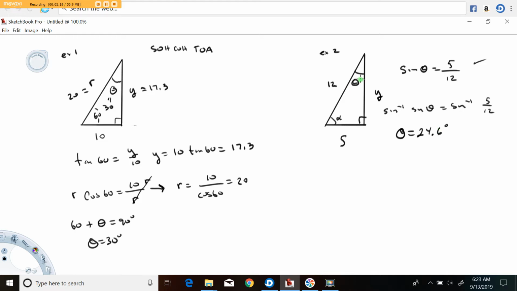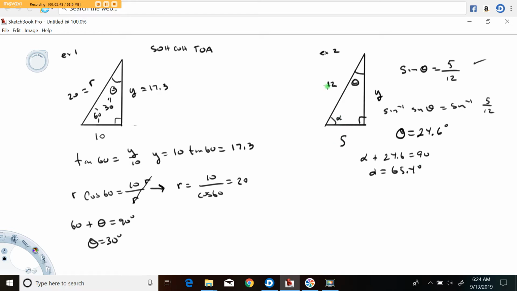All right, so that's now a known value. Next, the sum of these two has to equal 90, so alpha plus theta, 24.6, is equal to 90 degrees. You can solve that for alpha just by subtraction. Looks like I got 65.4 degrees. So that's now a known angle.